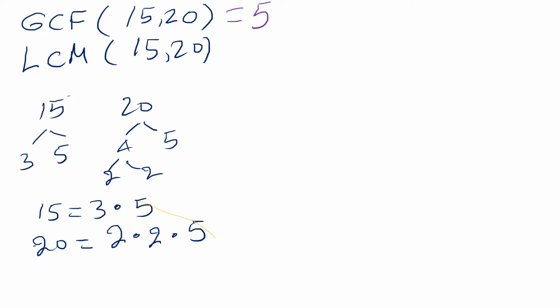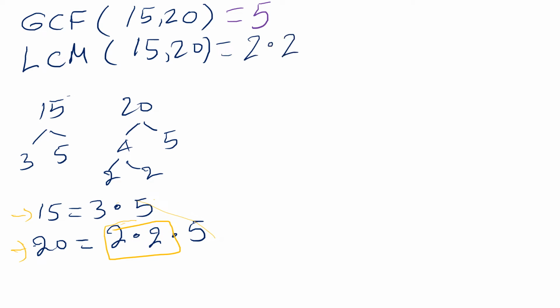For the method that uses prime factorization, we're going to take all the factors, but if they show up in both numbers, we'll take where they show up the most. So with a few examples, it's going to be clear. I have a 2 here. It shows up twice in 20, but I don't have 2 in 15. All right, so I will take 2 twice.